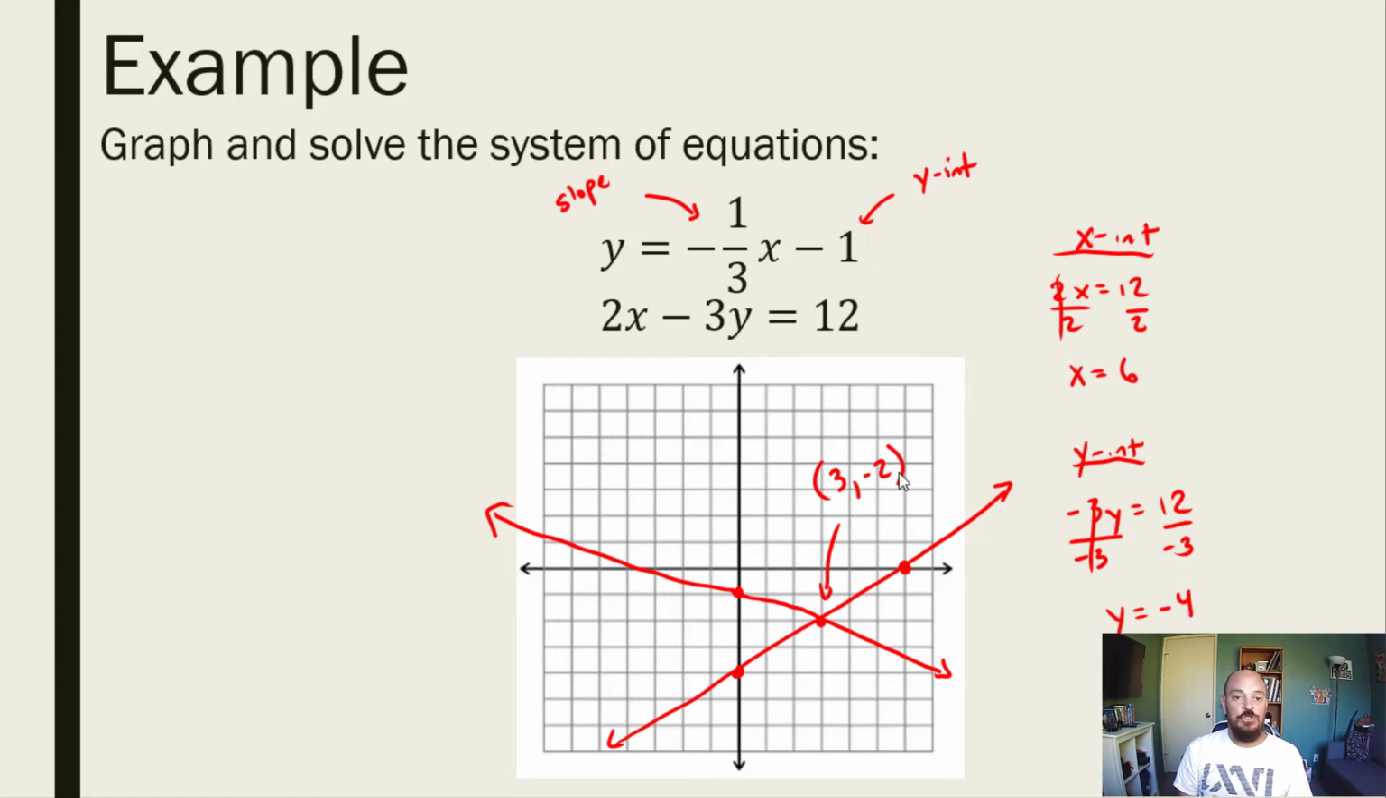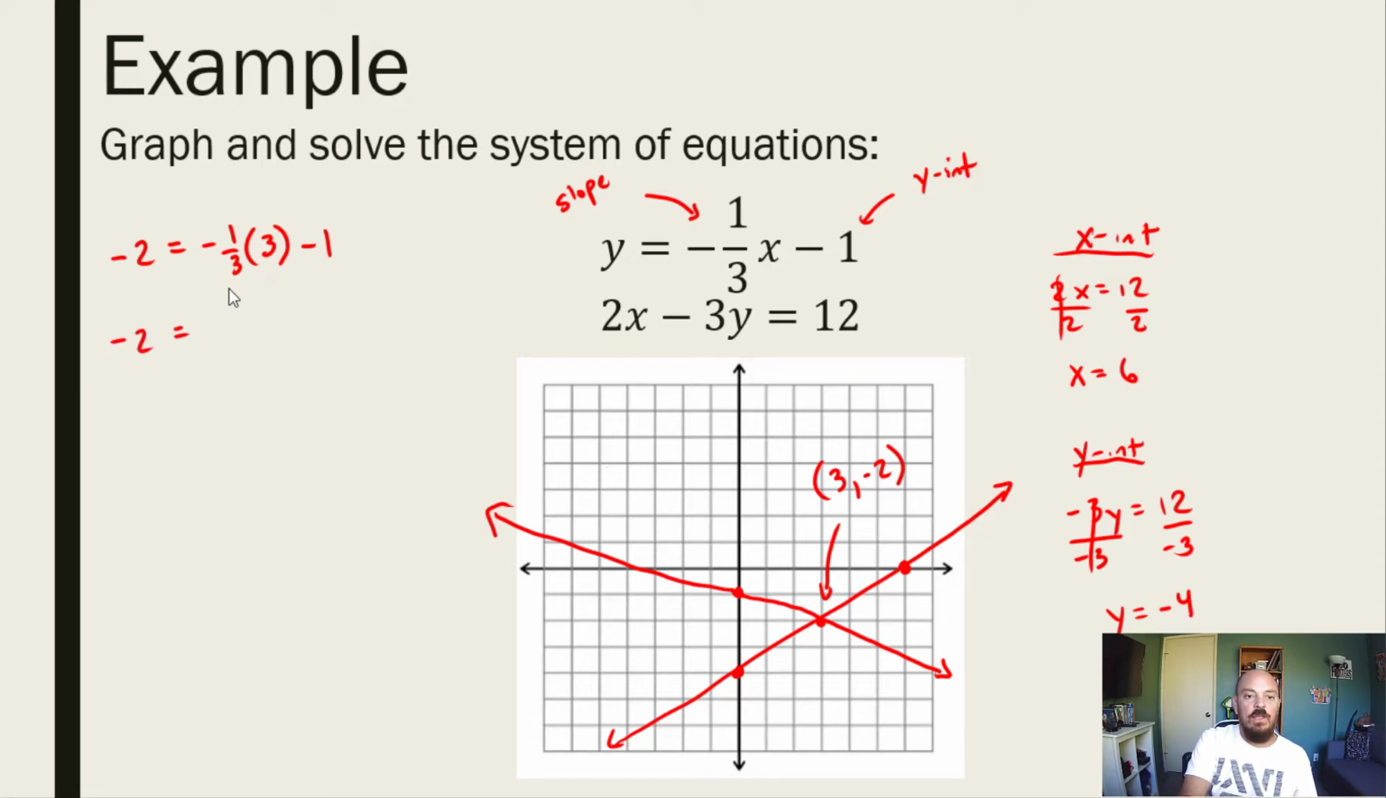Now remember, if you want to check your answer, it should work in both of them. So let's plug in the x and the y and see if it works. So let me take that top equation. If I plug in negative 2 for y equals negative 1/3 times, and then it would be 3 for x, and then you'd have the minus 1. So I recopied the top equation. I put a negative 2 in for y and a 3 in for x.